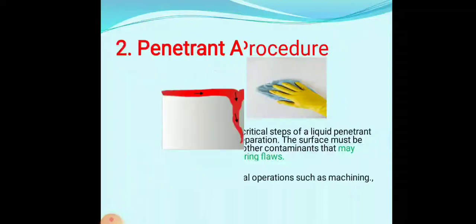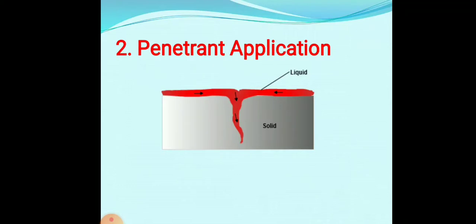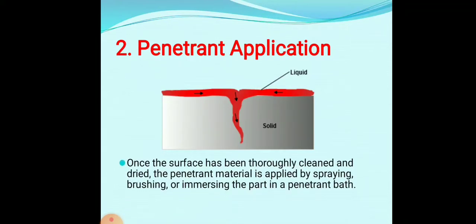Then the second step is penetrant application. Once the surface has been thoroughly cleaned, after the cleaning operation, we apply the penetrant on the surface. It can be applied in different ways, like spraying, brushing, immersion, or dipping the part in a penetrant bath.